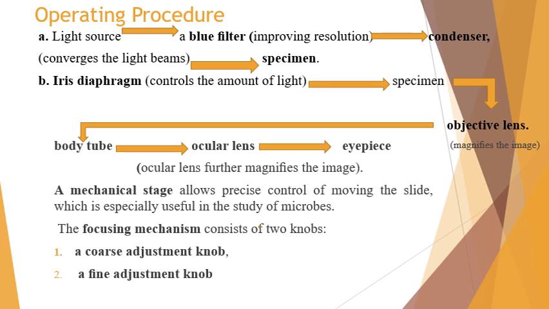A mechanical stage allows precise control of moving the slide, which is especially useful in the study of microbes. The focusing mechanism consists of 2 knobs. One is a coarse adjustment knob, which changes the distance between the objective lens and the specimen fairly rapidly, and the second is the fine adjustment knob, which changes the distance very slowly.